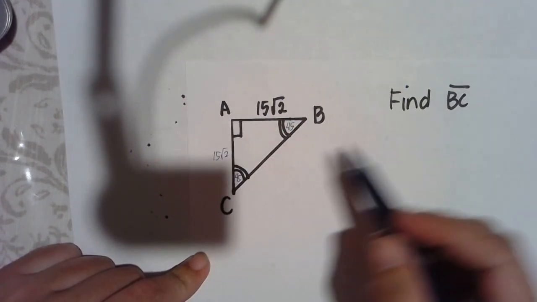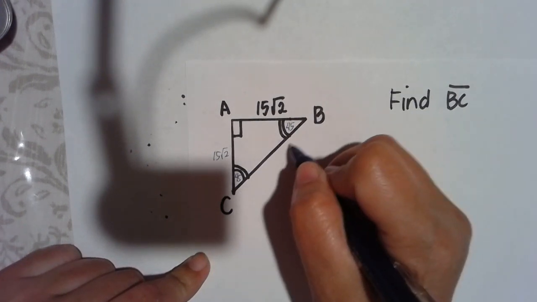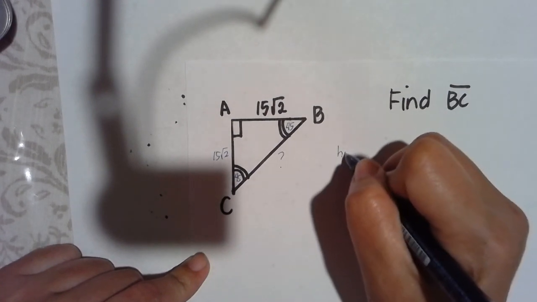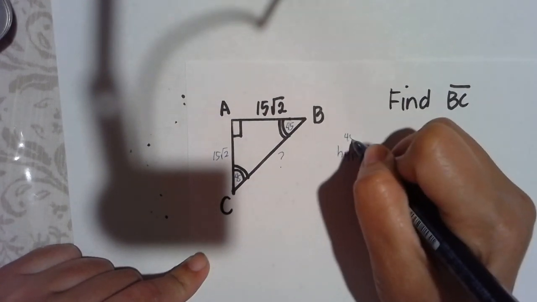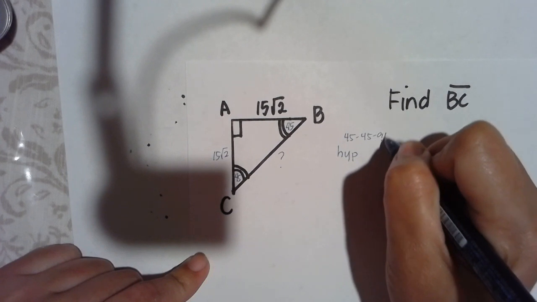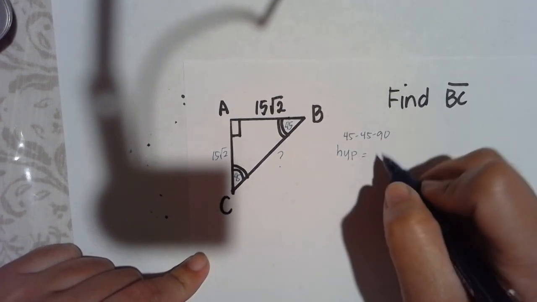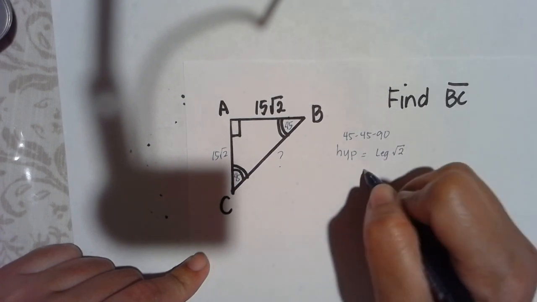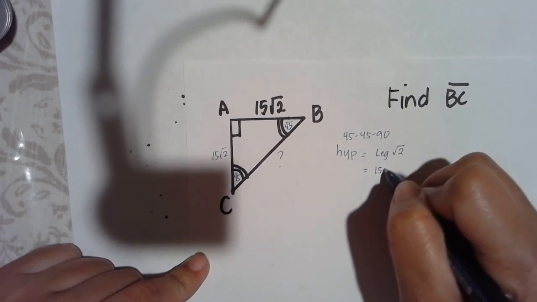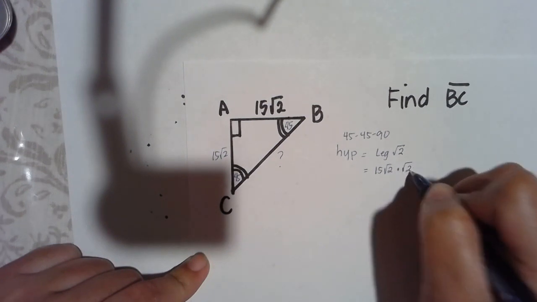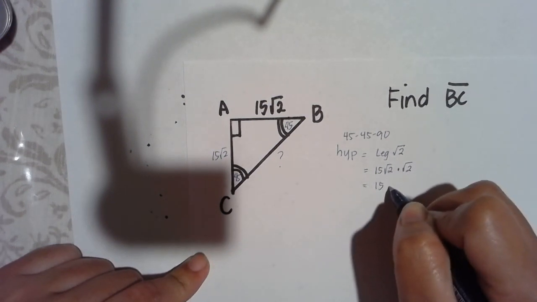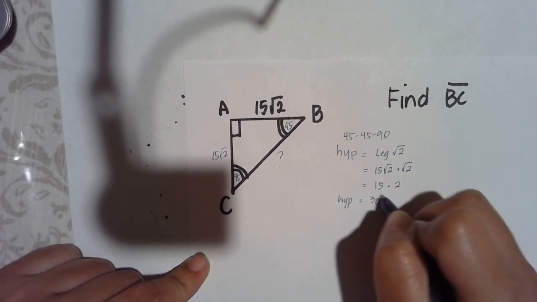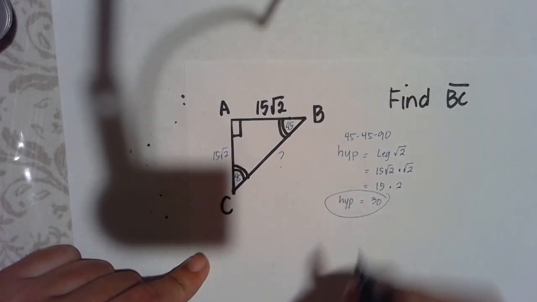So we need to find BC, which is this part. If that is unknown, to find the hypotenuse of a 45-45-90 triangle, you need to take the leg value and multiply by square root of 2. If your leg is already 15 square root of 2, times square root of 2 will give you 15 times 2, which is 30. The hypotenuse is equal to 30, and that is your BC.